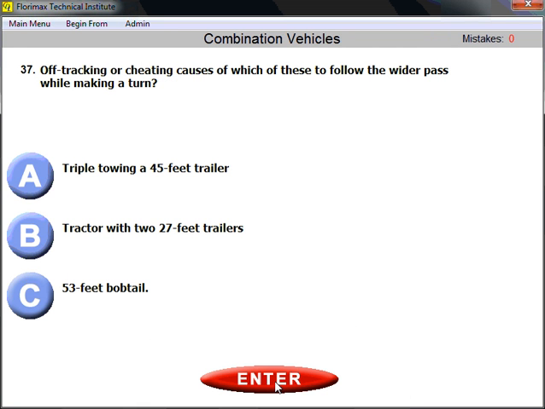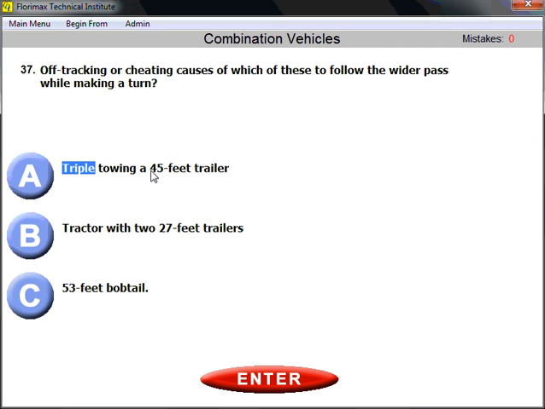Question number 37. Off-tracking or cheating causes which of these to follow the wider path while making a turn? Again, it's a very sophisticated statement, but what exactly is asked? It is asked which combination vehicle, which rig, has more chance to make a wide turn. And when you read triple, that's the indication of the correct answer.